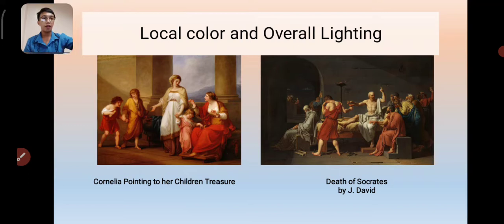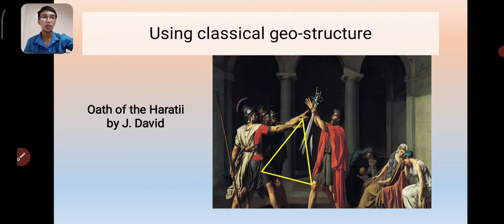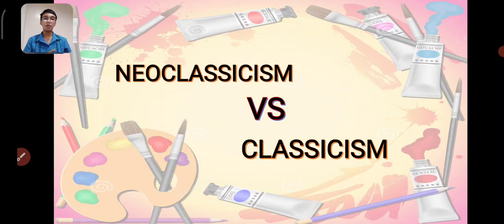Last one is the using classical Jewish structure. Ayan, nilagyan ko ng triangle. Bakit? Nagpapakita siya na in the root word Jew. The Oath of the Horatii by Jacques-Louis David also. Okay? So, now, Neoclassicism versus Classicism.